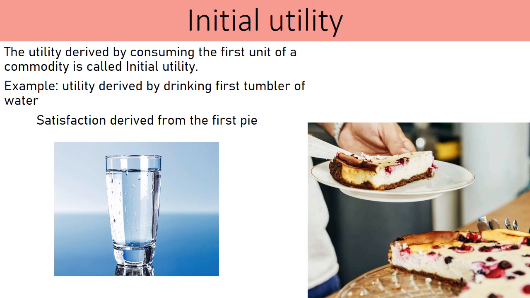Coming to the initial utility. The utility derived by consuming the first unit of a commodity is called initial utility. Let us take an example. You are getting very thirsty. You need water to quench your thirst. The first tumbler of water that you drink satisfies your want. The satisfaction that you derive by consuming the first tumbler of water, we call it initial utility. Or the satisfaction derived from the first pie, we call it initial utility.